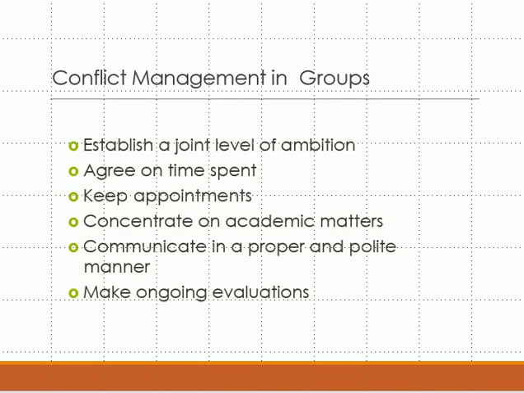While working in groups, you should try to manage conflicts: establish a joint level of ambition, agree on time spent, keep appointments, concentrate on academic matters, communicate in a proper and polite manner, and make ongoing evaluations. When you work in groups, sometimes the group loses interest. Rather, people start concentrating on non-academic matters. So you should establish some rules and try to follow those rules, and ultimately you will concentrate on academic matters.